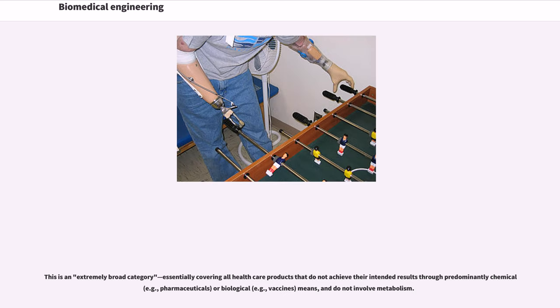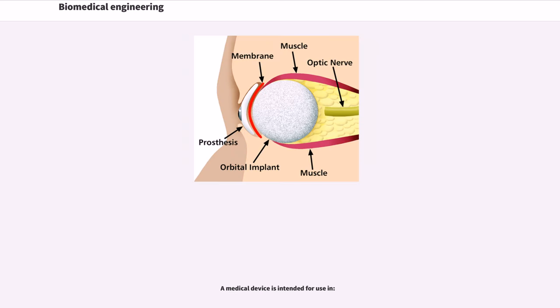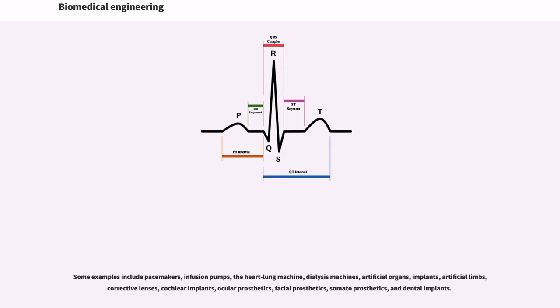This is an extremely broad category, essentially covering all healthcare products that do not achieve their intended results through predominantly chemical, for example, pharmaceuticals, or biological, for example, vaccines, means, and do not involve metabolism. A medical device is intended for use in. Some examples include pacemakers, infusion pumps, the heart-lung machine, dialysis machines, artificial organs, implants, artificial limbs, corrective lenses, cochlear implants, ocular prosthetics, facial prosthetics, somatoprosthetics, and dental implants.